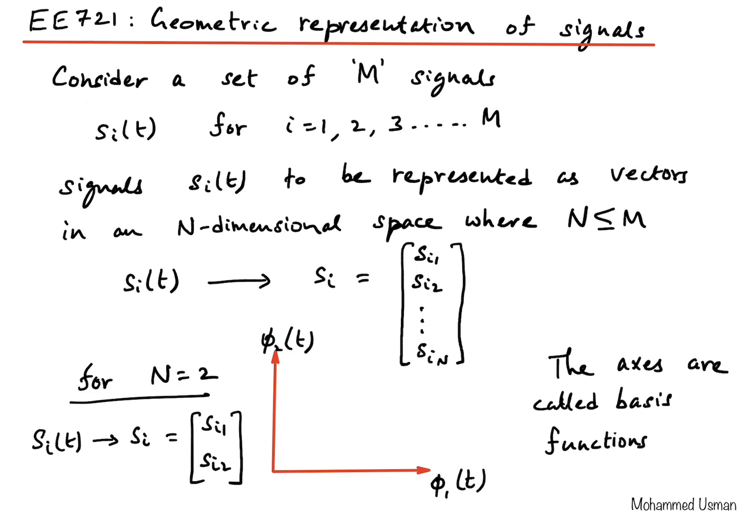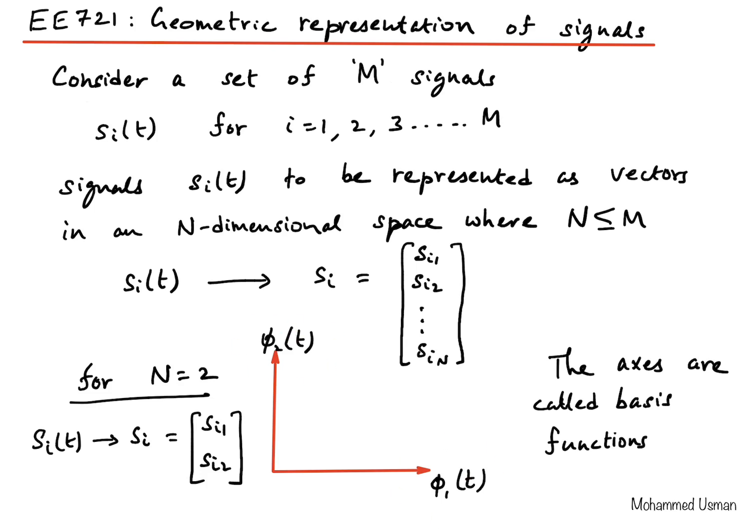So basically we are going to write those signals in terms of the basis functions. And now for all this to be possible, for us to be able to do all of this, there are a few conditions that must be satisfied. First, for the signals themselves that can be represented as vectors in an n-dimensional space, and also there are some conditions that the basis functions must also satisfy.